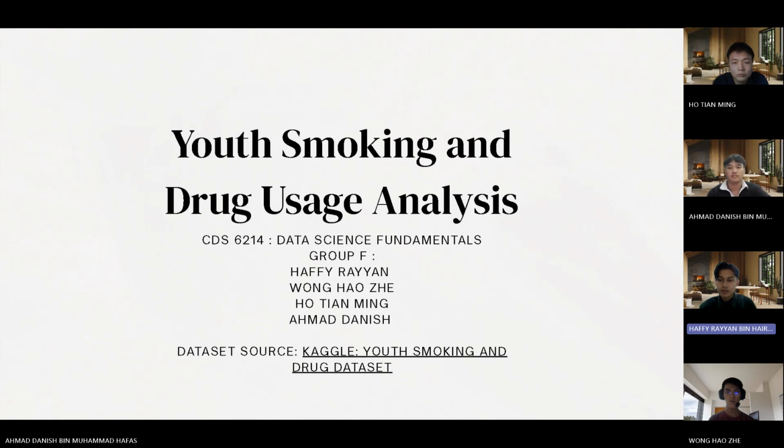For this study, we will investigate key factors contributing to smoking and drug experimentation among youths, using a dataset sourced from Kaggle itself.